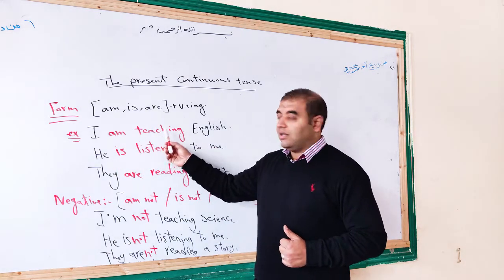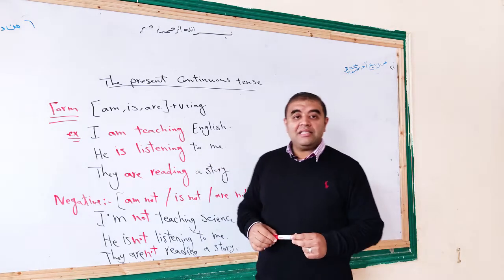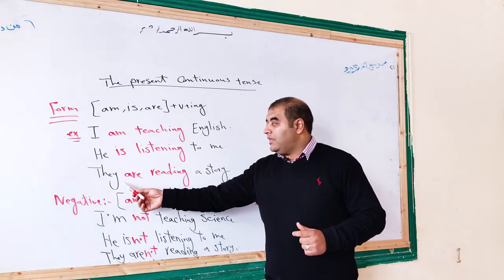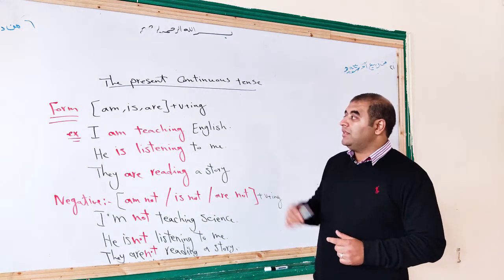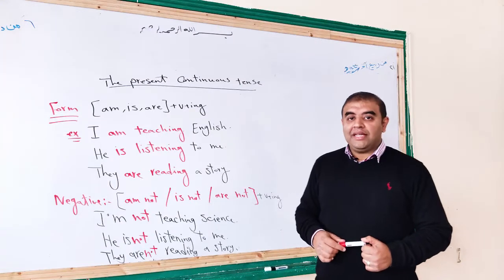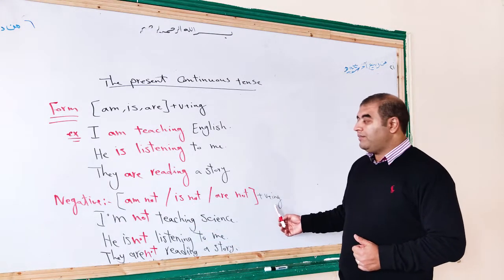Am teaching. Number 2, he is listening to me. He is listening. Number 3, they are reading a story. Are reading. This is in positive sentences. What about the negative? In negative we use am not, is not, are not, and verb plus ing.